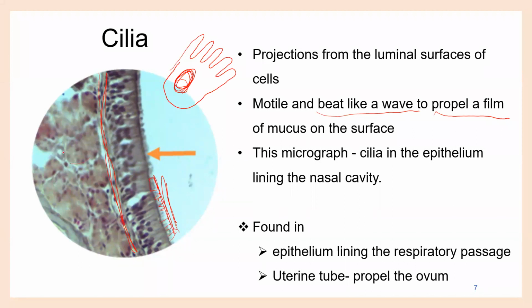This is actually epithelium from the lining of the nose, right? These are glands, mucus secreting glands, which you see there. And this is a pseudostratified columnar ciliated epithelium, which we call the respiratory epithelium. This is from the nasal passage, the wall of the nose. So, cilia in the epithelium of the lining of the nasal cavity.